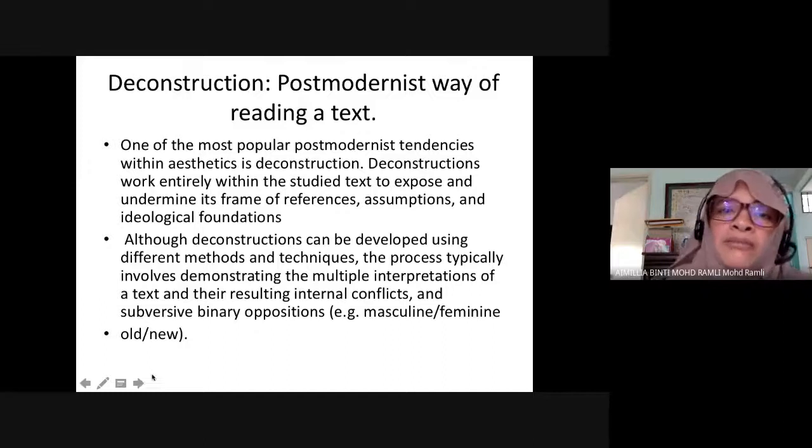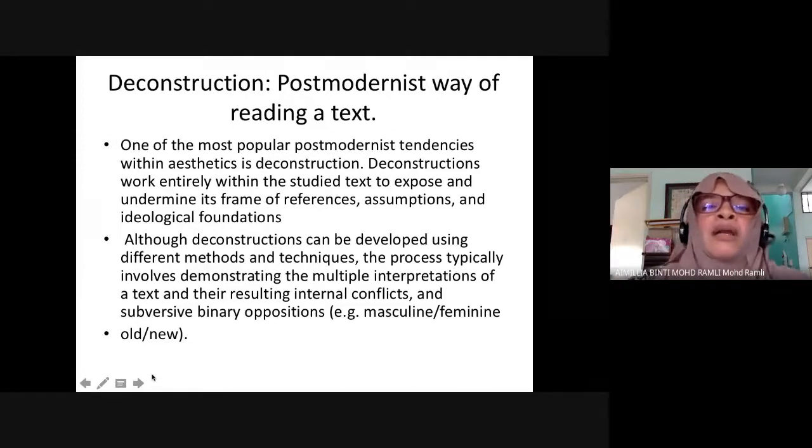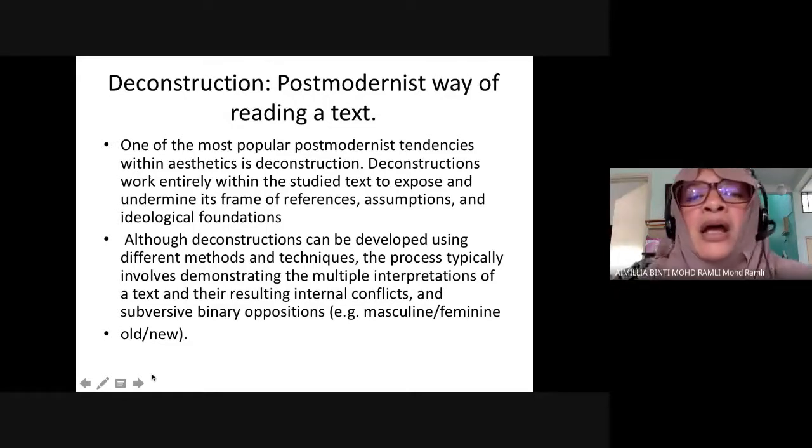So deconstruction, as we have learned during post-structuralism, is simply the postmodernist way of reading a text. One of the most popular postmodernist tendencies within aesthetics is deconstruction. Deconstruction works entirely within the studied text to expose and undermine its frame of references, assumptions, and ideological foundations. Although deconstruction can be developed using different methods and techniques, the process typically involves demonstrating the multiple interpretations of a text and their resulting internal conflicts and subversive binary oppositions.